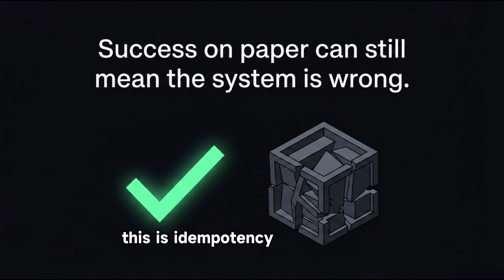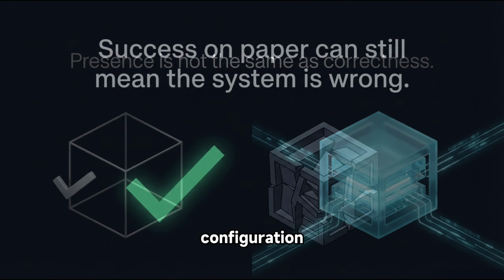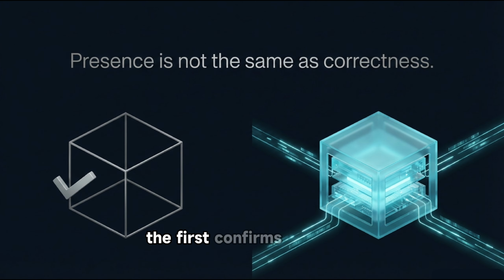This is idempotency by name only. The tool checked whether the resource existed, not whether the resource matched the desired configuration. These are different checks. The first confirms presence. The second confirms correctness.